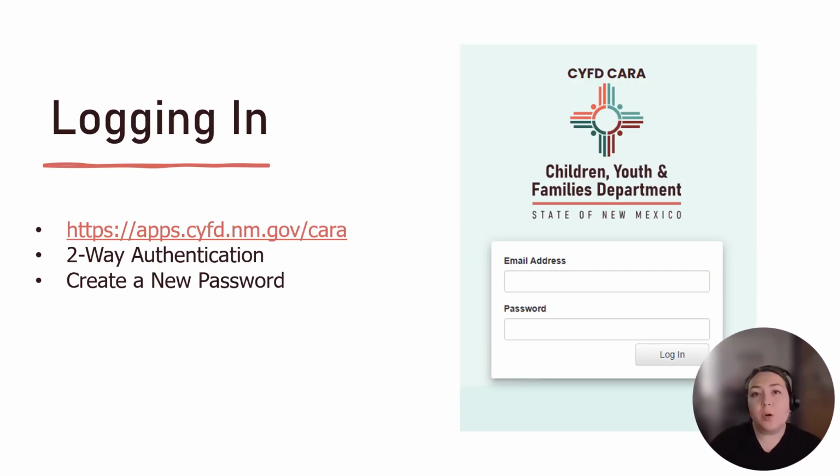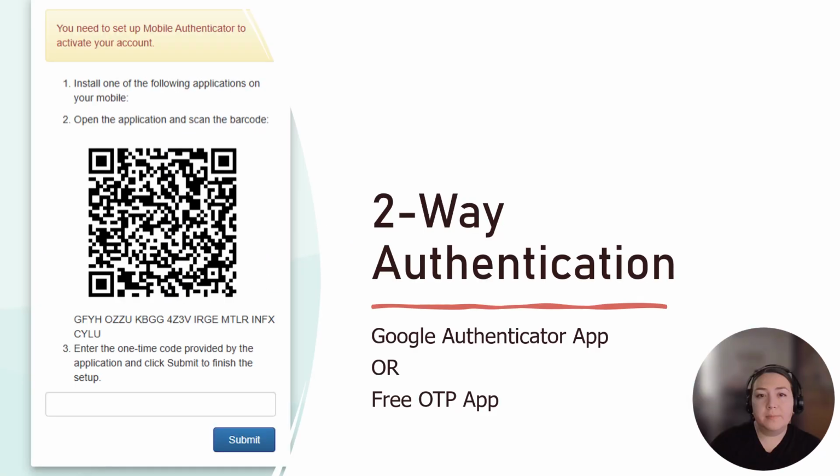During the registration process, you will be asked to set up the two-way authentication, as well as create a new password. On a smartphone, you will need to download the Google Authenticator app. This is a free app, and you do not need to link this to any existing Google account. Simply open the Google Authenticator app on your phone, then scan the QR code presented on your computer screen. This will automatically sync with the Google Authenticator app to the Cara portal.